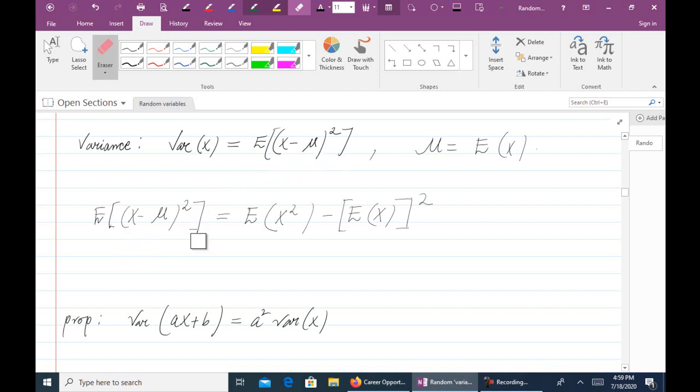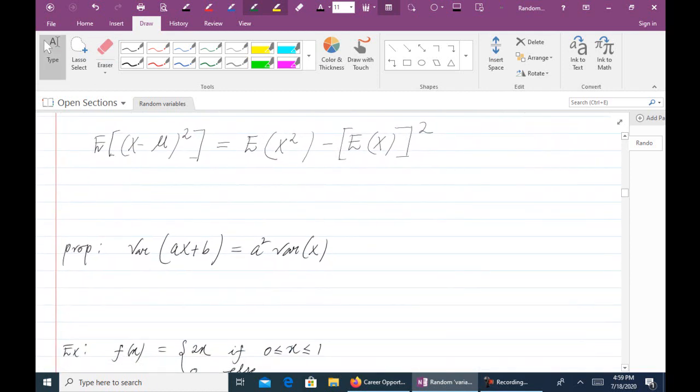And it's easy to show that the expectation of (x minus mu) squared is equal to the expectation of x squared minus the square of the expectation of x. Now again, expectation of x is the same as mu or the mean. So oftentimes we use this formula to compute the variance instead of directly computing the expectation of (x minus mu) squared. Here's the fact that the variance of ax plus b is equal to a squared times the variance of x.